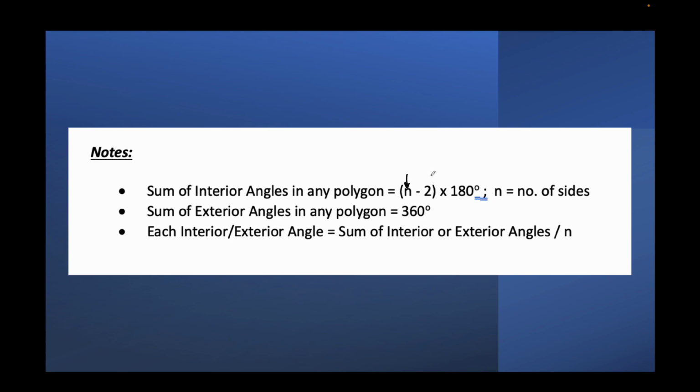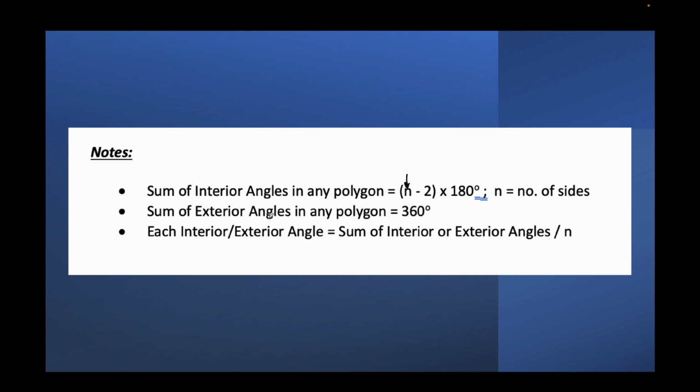Same we can find for the pentagon. In a pentagon, we have 5 angles, right? So we put 5 here. 5 minus 2 is 3, and 3 into 180 is 540 degrees. So the sum of all the interior angles of a pentagon is 540 degrees. In a triangle, 3 minus 2 is 1, and 1 into 180 is 180. So the sum of all the interior angles of a triangle is 180 degrees. This equation will help in solving some of the problems.